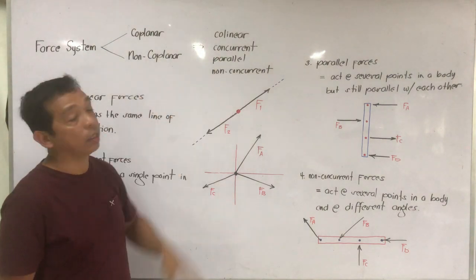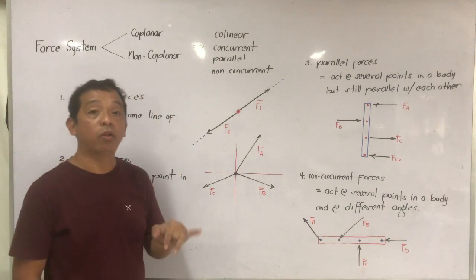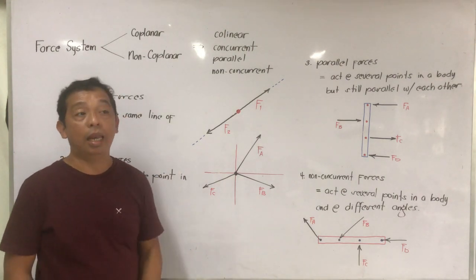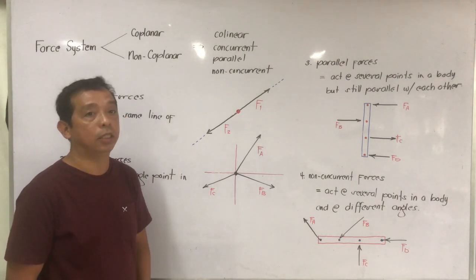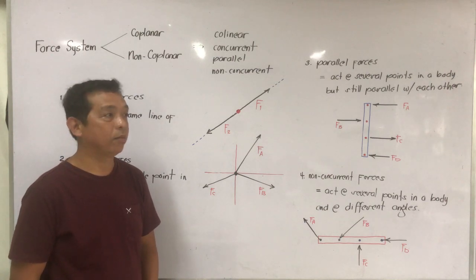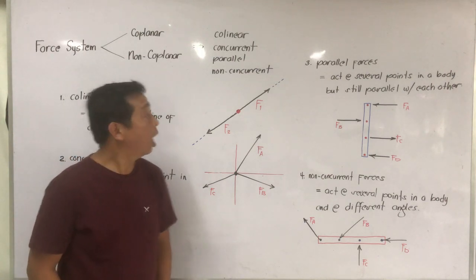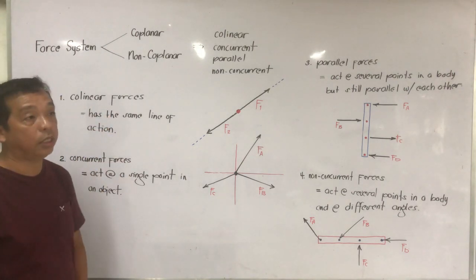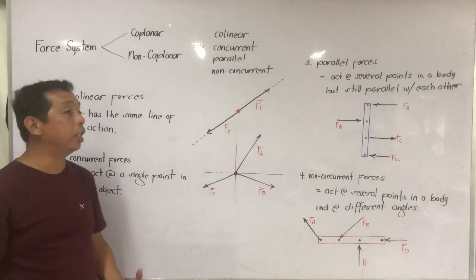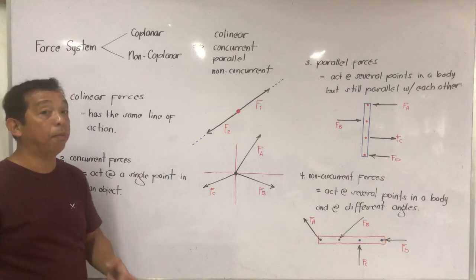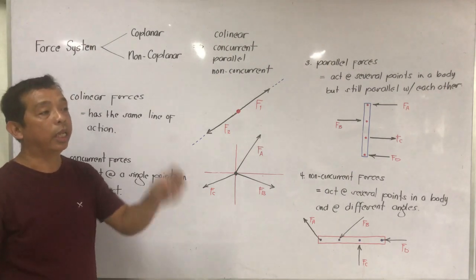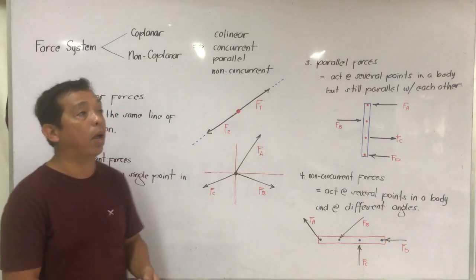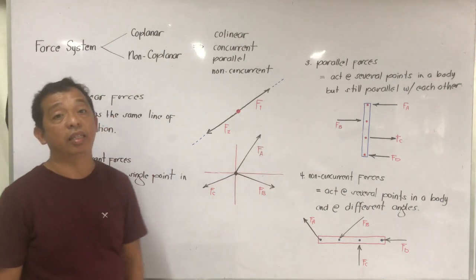Further, it is subdivided sa tinatawag nating collinear, concurrent, parallel, and non-concurrent forces. Ano ba yung collinear forces? Collinear forces, these are forces that have the same line of action. They act at a common point, pero iisa lang ang linya. Halimbawa, along the x-axis lang lahat.